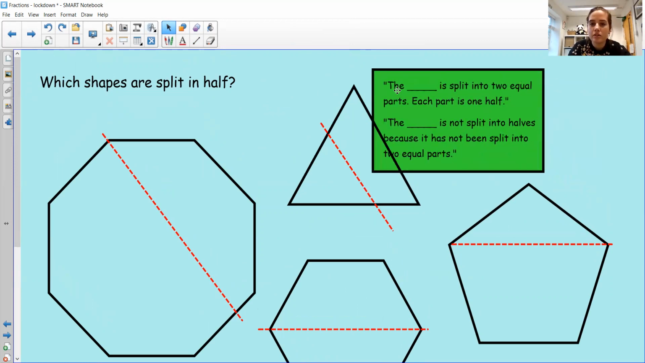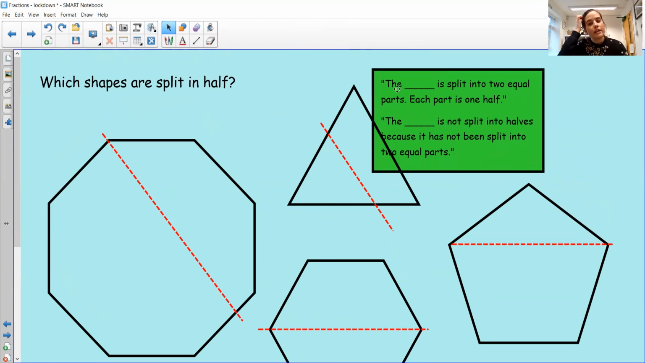Let's move this just slightly over. Okay, the is split into 2 equal parts. Each part is 1/2. The is not split into halves because it has not been split into 2 equal parts. So exactly the same STEM language as we were using on the previous slide.